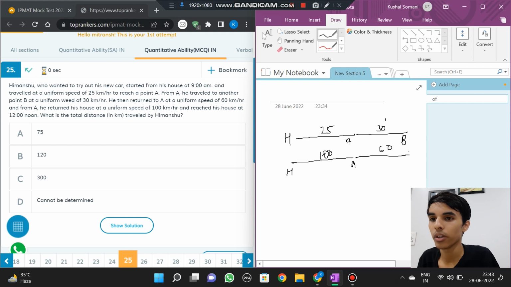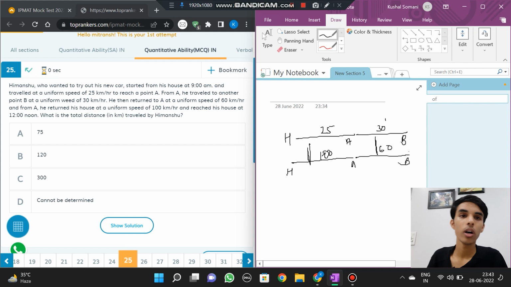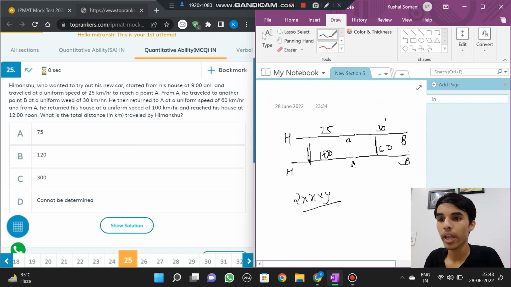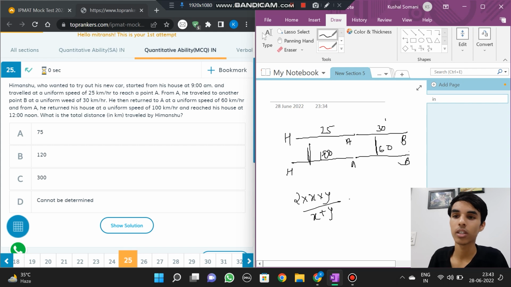Now, since the distances here are the same in these two cases, we know that the average speed when the distances are equal is nothing but 2xy upon x plus y. You might know this formula. If you do not know, then you can note this down. This is the formula for average speed when the distances are equal.